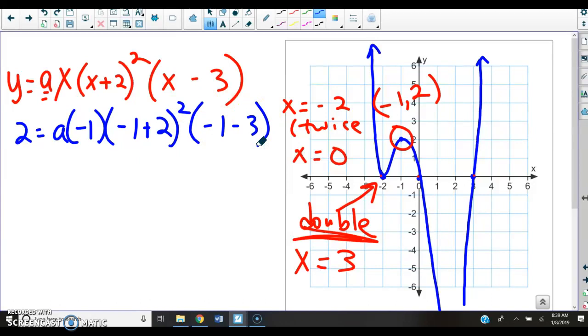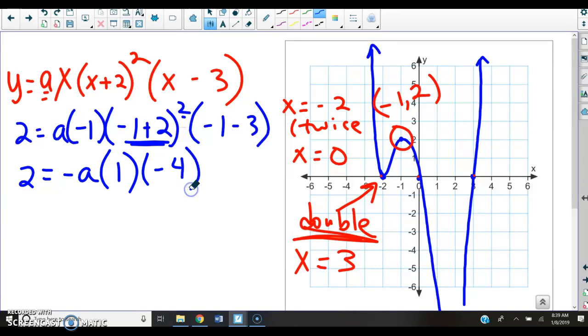Okay, so I have 2 equals -a times this would be 1, but it's squared, which is still 1, and this would be -4. So when I simplify that, I'm going to get positive 4a. So a is positive 1/2.